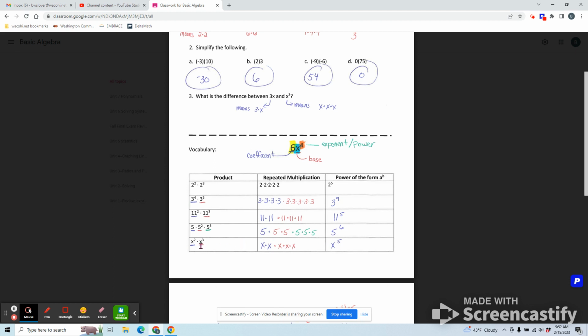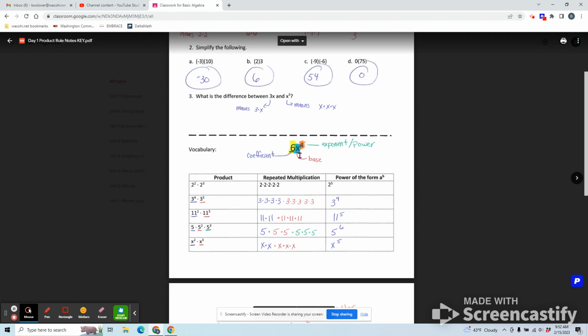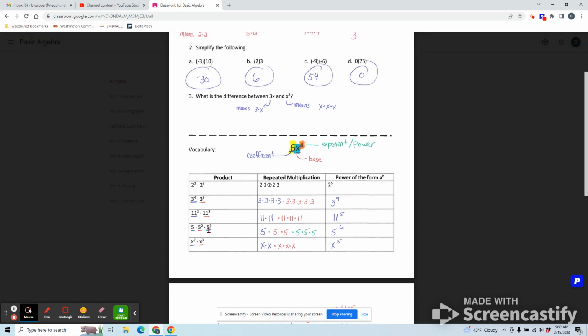Now here, x is my base, just like it was in my example up here. But in all of the other ones, my base is a number, and that's okay. So my base in this one is a 2. My base is a 3. My base is an 11. My base is a 5. So your base does not always have to be a variable. I want to point that out while I have this example.